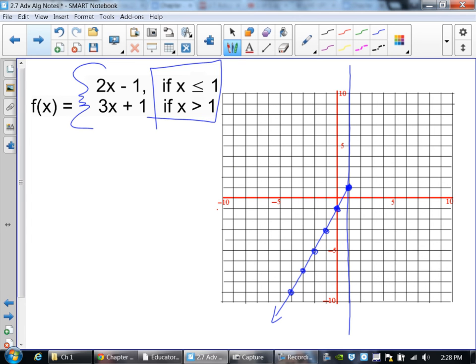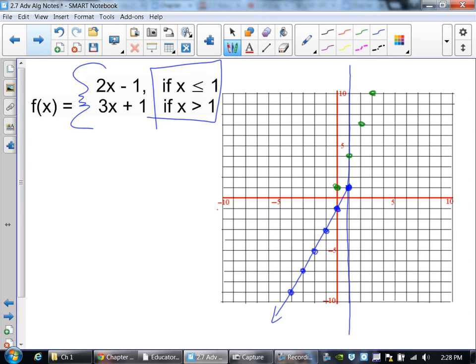Now I do the exact same thing with the 3x plus 1. The 3x plus 1, where do I start that one? At 1. I started at positive 1. And now I walk a slope of 3. Up 3 over 1. Do I need to trail it going back to the left? Correct.